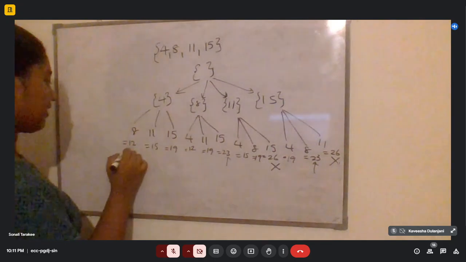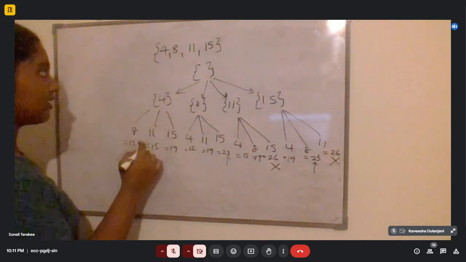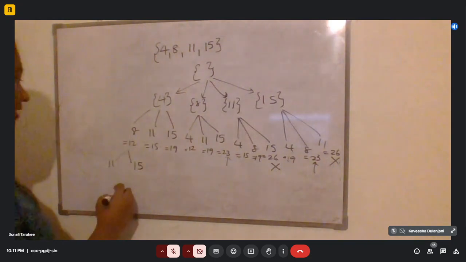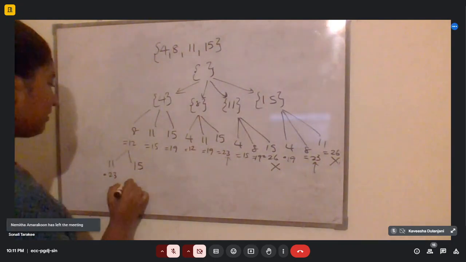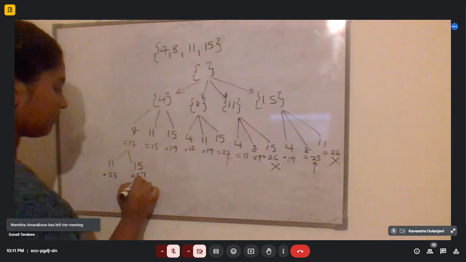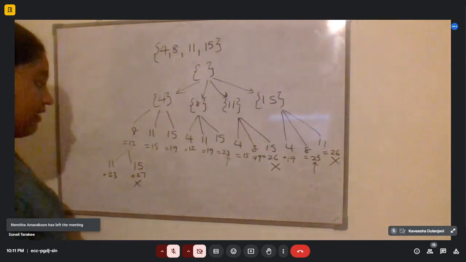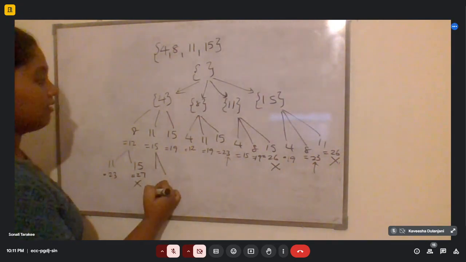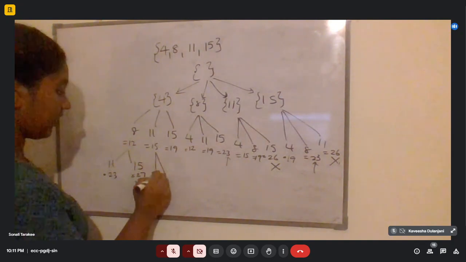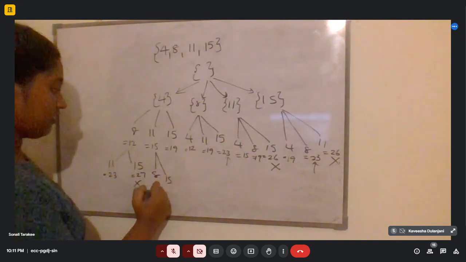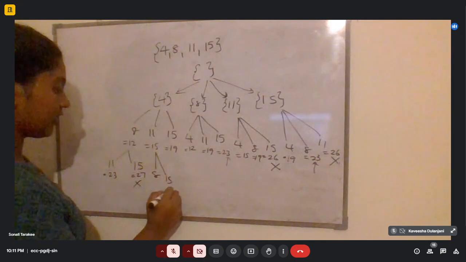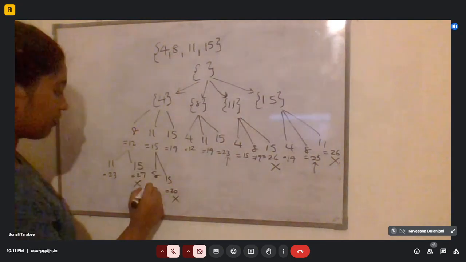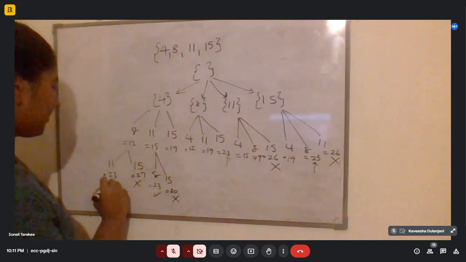Now here we can take, with 8 and 4 taken, 11 and 15. Now here you get 23. Here you get 27. So this one you can take. Here also, 11 and 4 are taken, 8 and 15. So 15 plus 15 you get 30. You can't take this one. 15 plus 8 you get 23. This one can be taken.